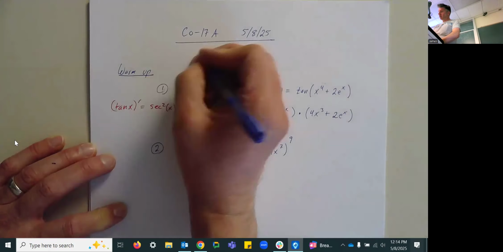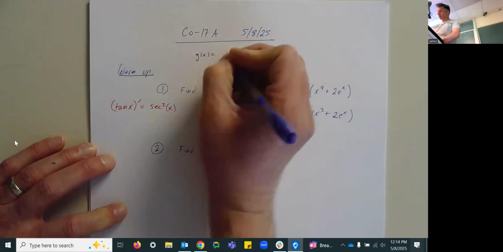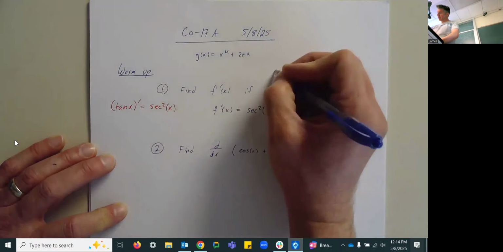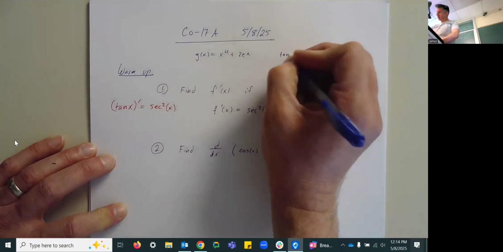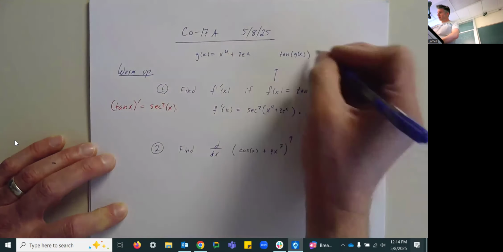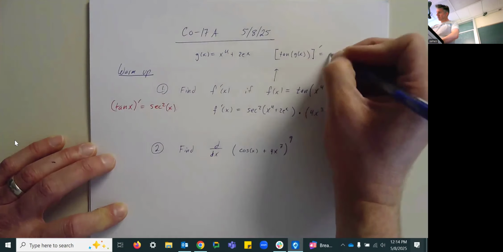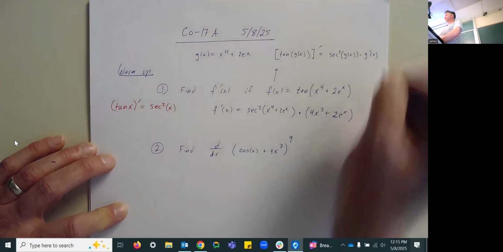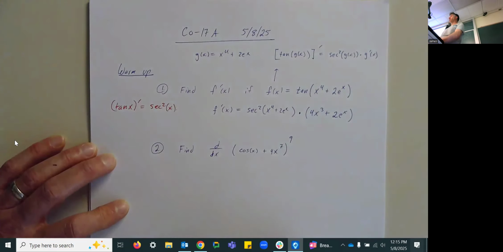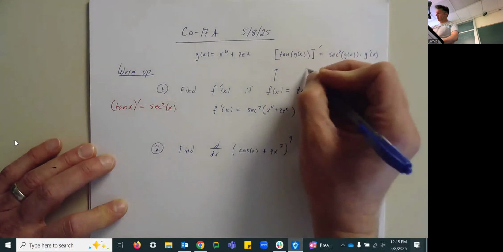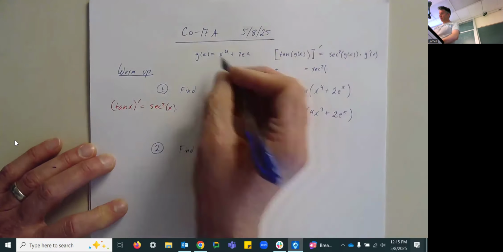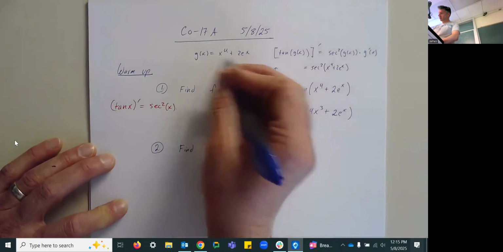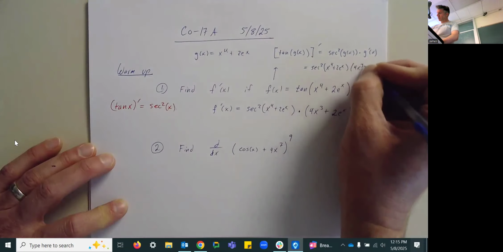But I will point out, you could have said, sure, I would probably call it g of x is equal to x to the fourth plus 2e to the x. And now my function I can think of as tangent of g of x, and the derivative is going to be secant squared of g of x times g prime of x. Again, same idea, just making it more complicated. That's going to be secant squared of x to the fourth plus 2e to the x times the derivative of g of x, which is still 4x cubed plus 2e to the x.